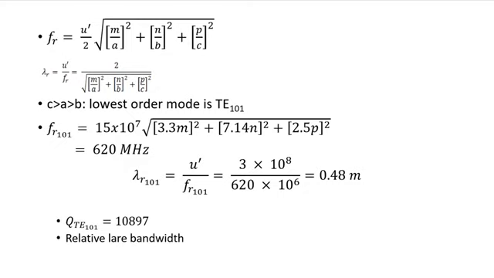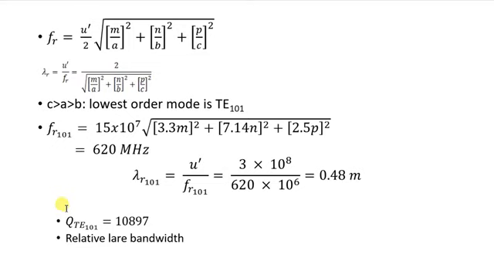The resonance frequencies for each and every mode are given here. The corresponding wavelength is also here, and since our dimensions have the relationship in which C has the highest and B has the lowest, our lowest mode is the TE101 mode. We calculated the resonant frequency of this mode. It turned out to be 620 megahertz. Corresponding wavelength is about half a meter.